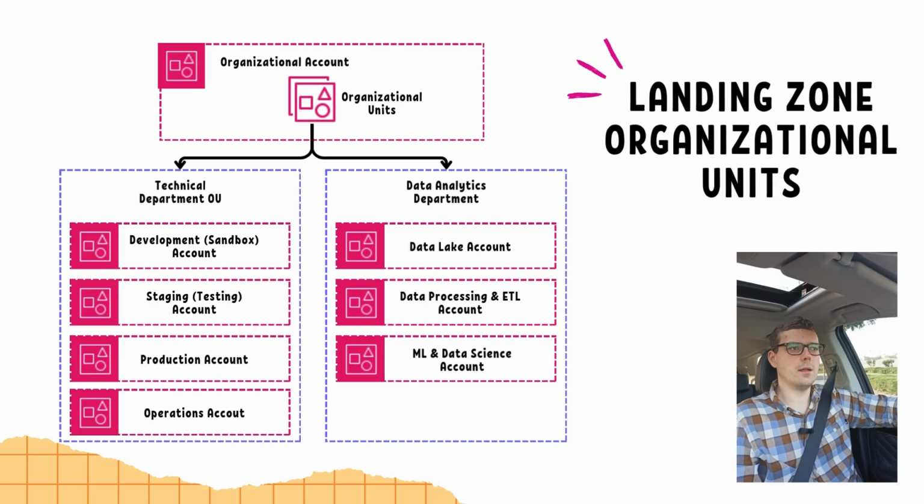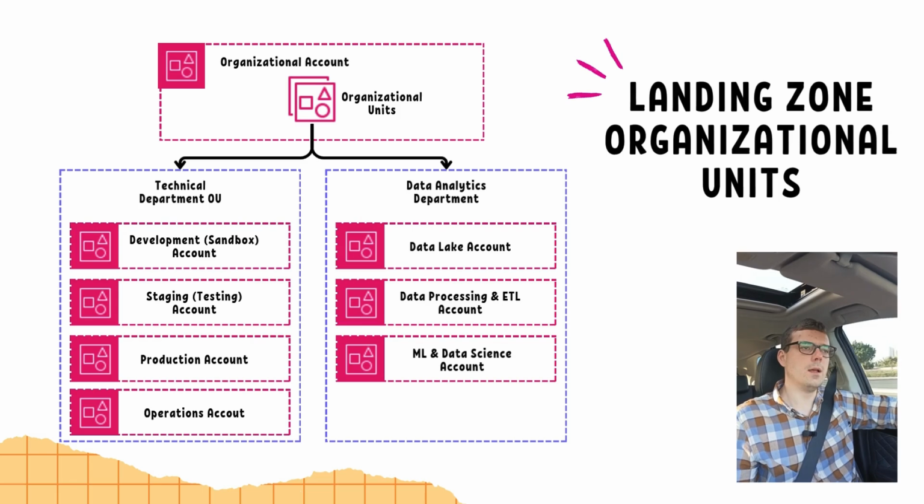This account includes pipelines, runners, builders, and any other things that are required for CI/CD. Then, going back to organizational units, another organizational unit is created, for example, for the data analytics department. The data analytics department has its own set of permissions and its own set of services, and only people who belong to this department can access the accounts under this organizational unit.